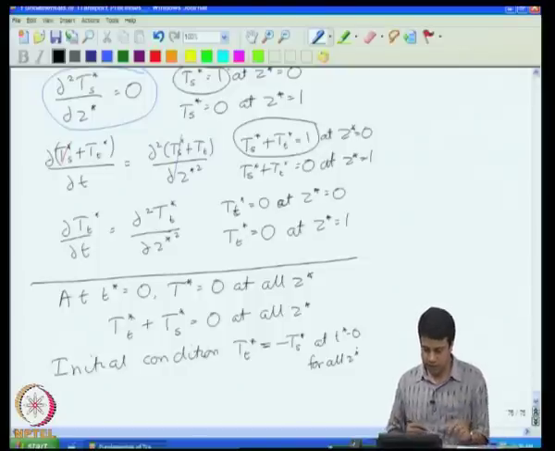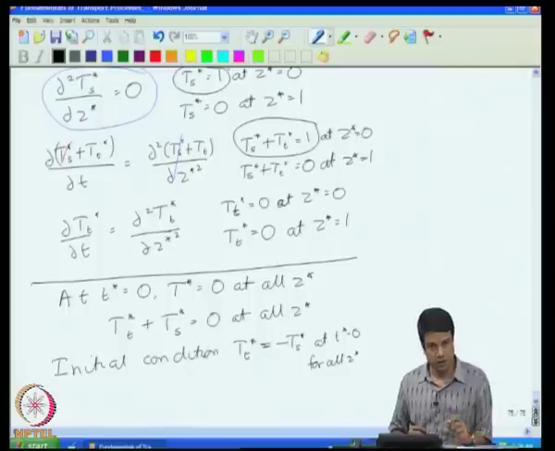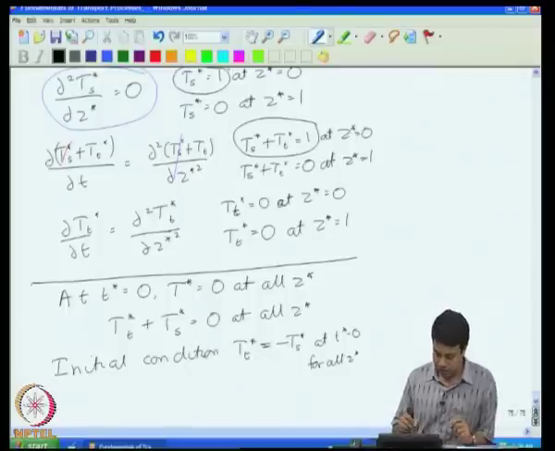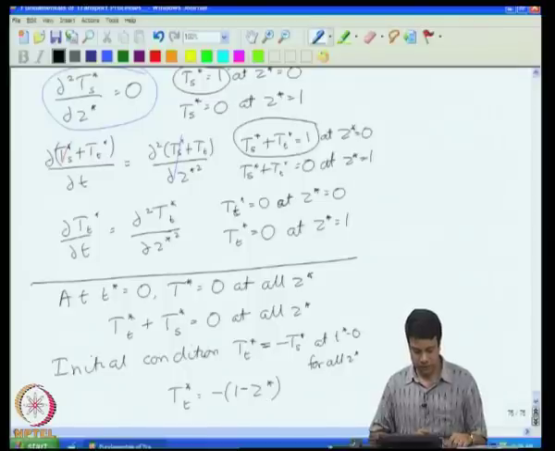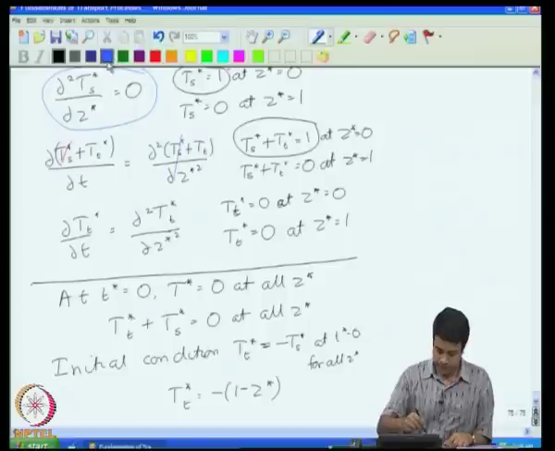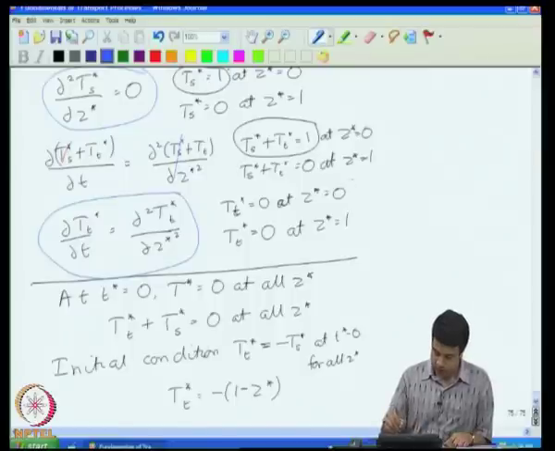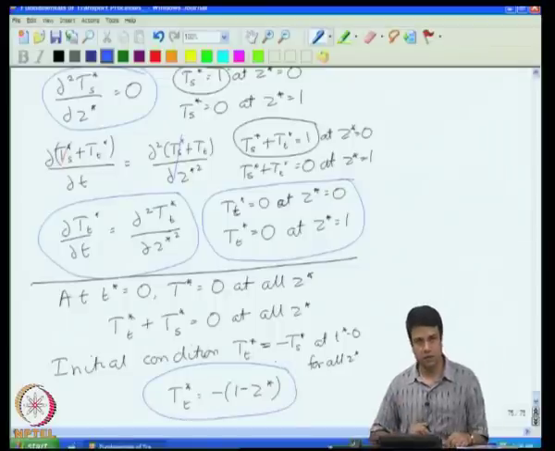Okay. So, the transient part is equal to minus T steady. T steady was equal to 1 minus z. Okay, therefore, I require that T star transient is equal to minus of 1 minus z, okay, for all z. Okay. So, this is the differential equation. These are the two boundary conditions. This is the initial condition for this unsteady problem.